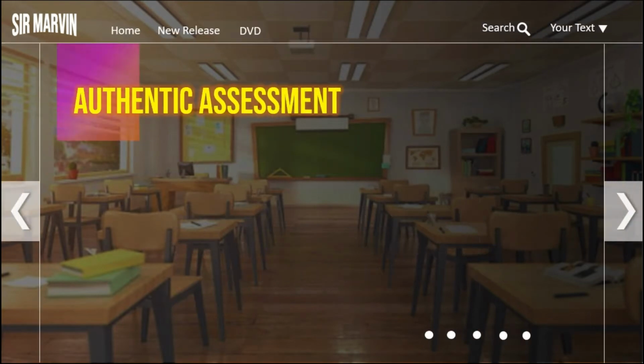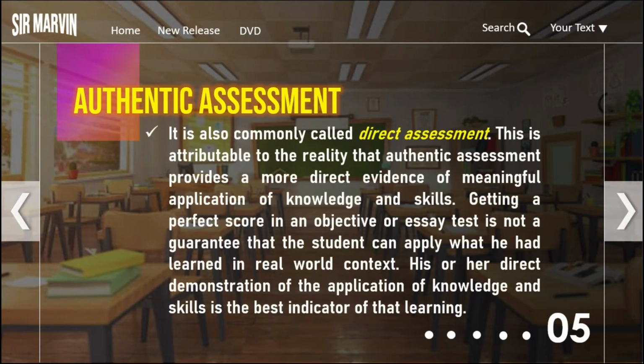Okay, another one. It is also commonly called direct assessment. This is attributable to the reality that authentic assessment provides a more direct evidence of meaningful application of knowledge and skills. Getting a perfect score in an objective or essay test is not a guarantee that the student can apply what he had learned in real-world context. His or her direct demonstration of the application of knowledge and skills is the best indicator of that learning.